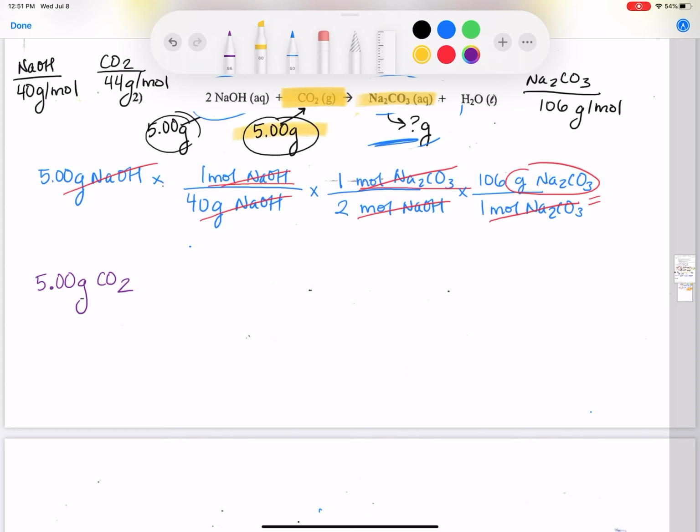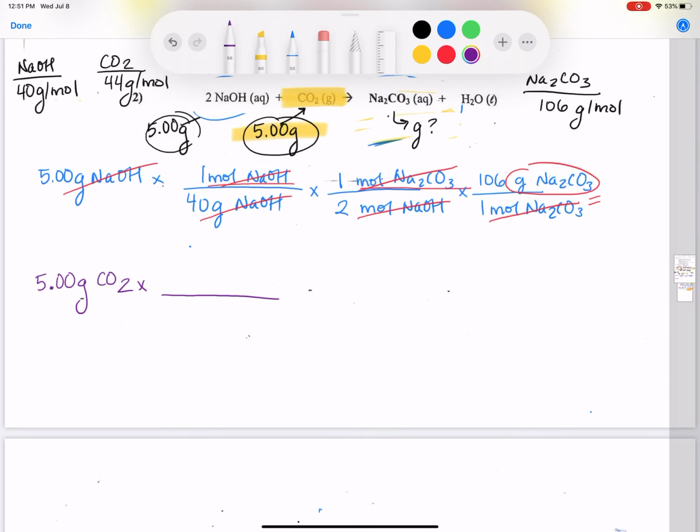So I'm focused on the fact that I started with, again, 5.00 grams of CO2. How many grams of my product can I make? Going back to my question, my big picture is based off of grams of carbon dioxide, how many grams of Na2CO3 can I produce? But in this particular moment, I need to get out of grams of CO2. In order to do that, I need to use molar mass.